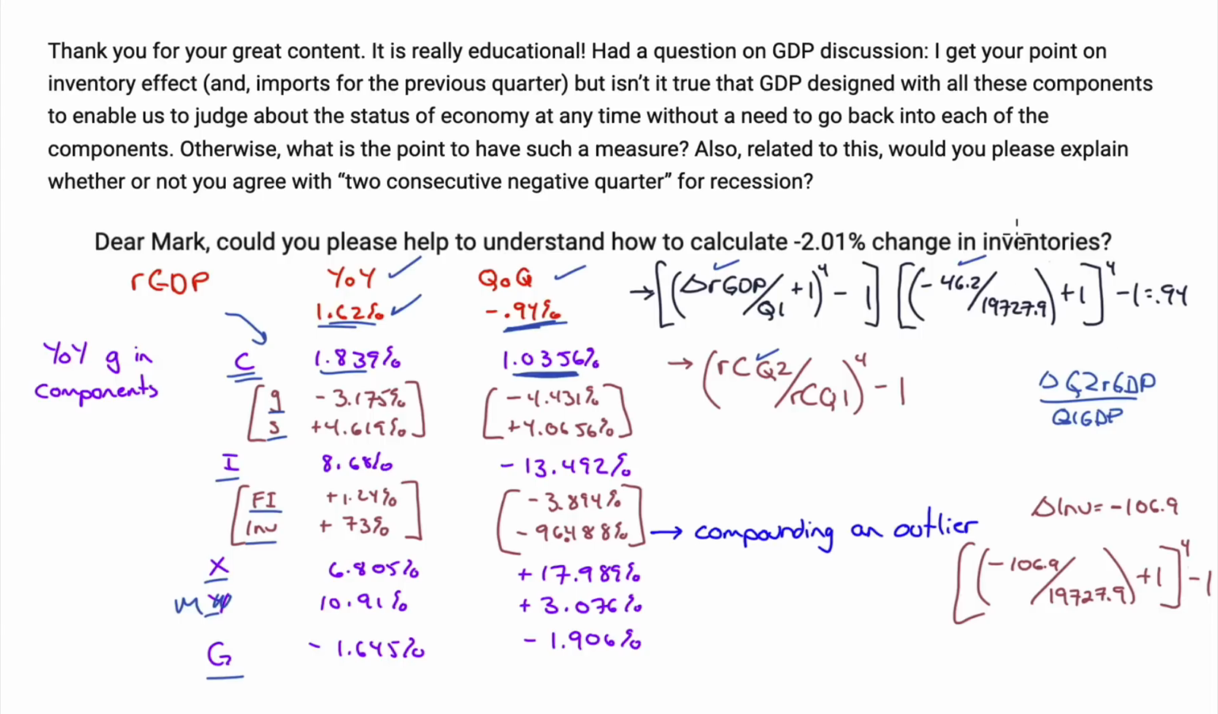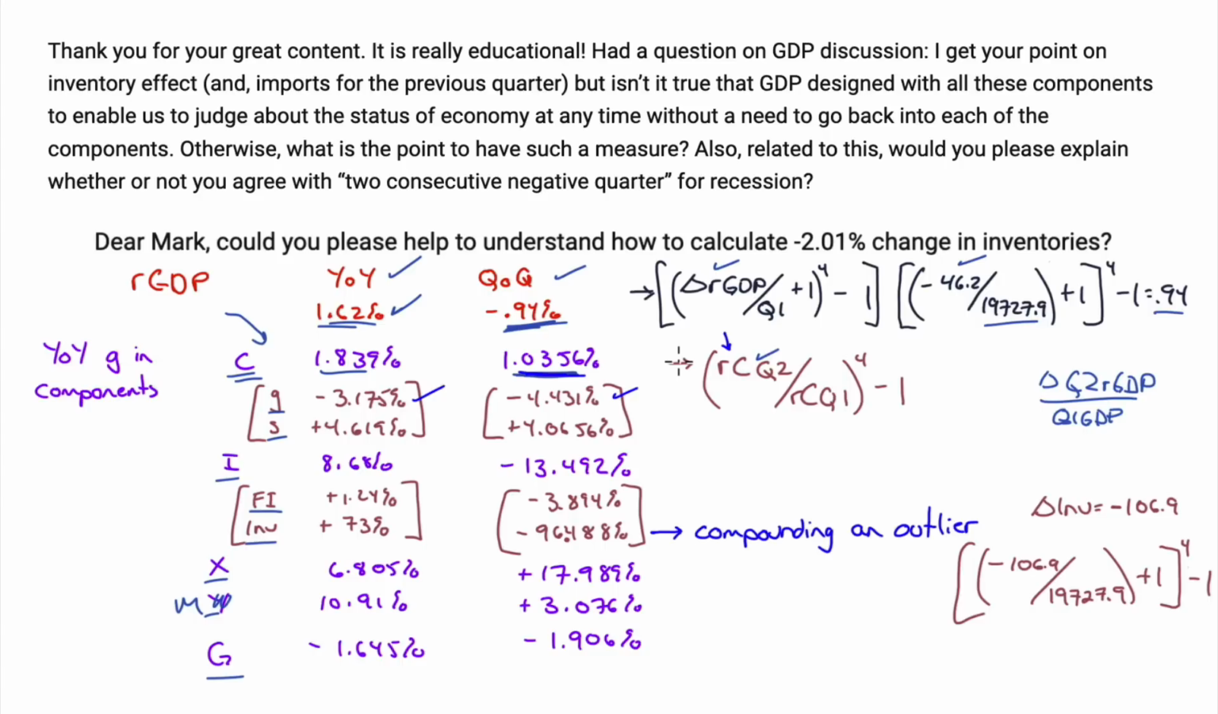So the change was negative 46.2. Q1 real GDP level was 19,727.9. Add 1, put it to the power of 4, subtract 1, you'll get 0.94. That's how you get the 0.94. So you do the same thing here. You take real consumption for Q2 over real consumption for Q1, put it to the power of 4, minus 1. It's the same thing as taking the change over last period, adding 1 and putting it to the power. Here I just have the 1 already included in the numerator. So consumption grew 1.0356%.